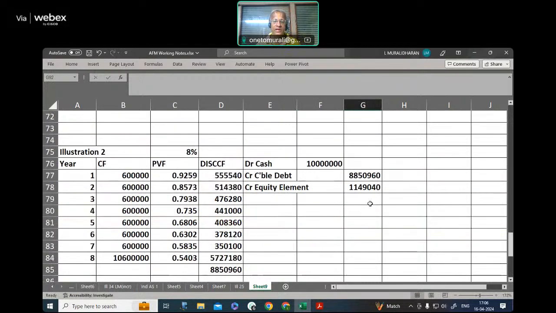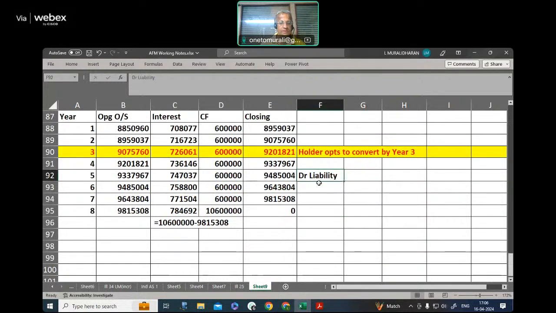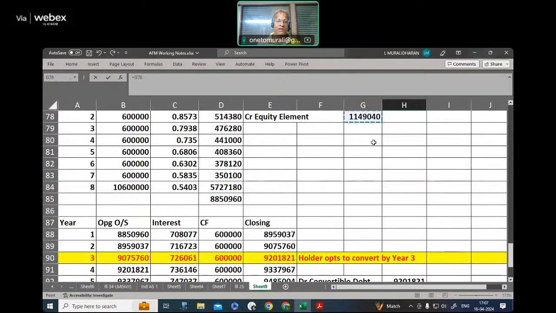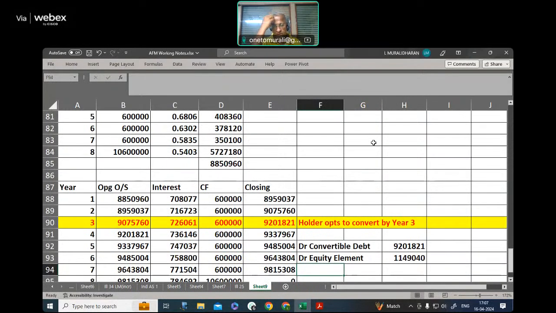What is the name of that convertible debt? Debit convertible debt. This is the amount that you have. Debit the equity element that we have, the equity component or equity element. That will appear under the statement of changes in equity every year. And credit is to be given to equity capital.